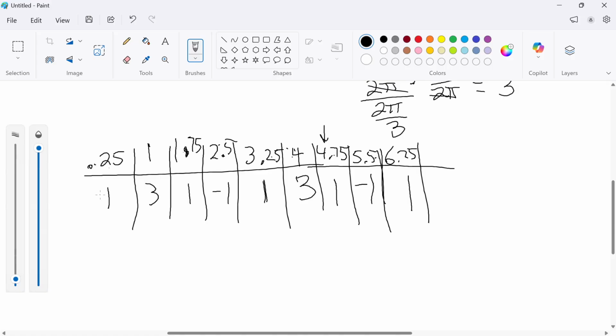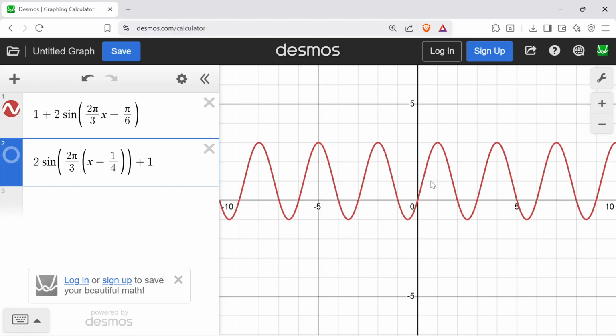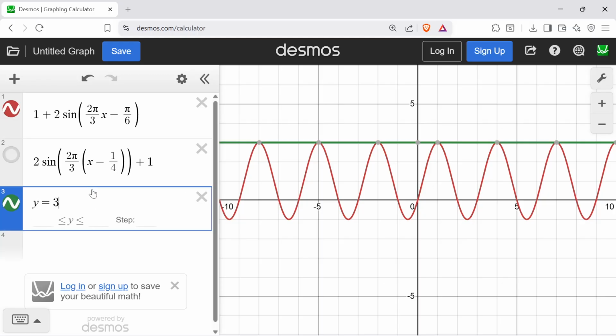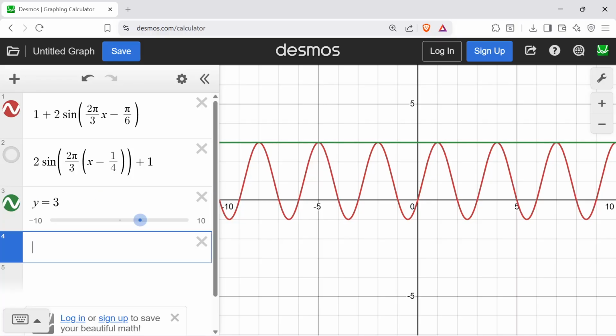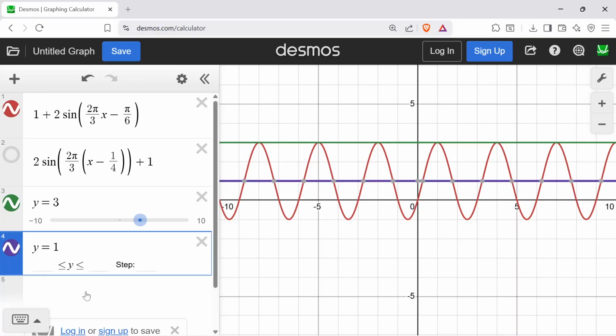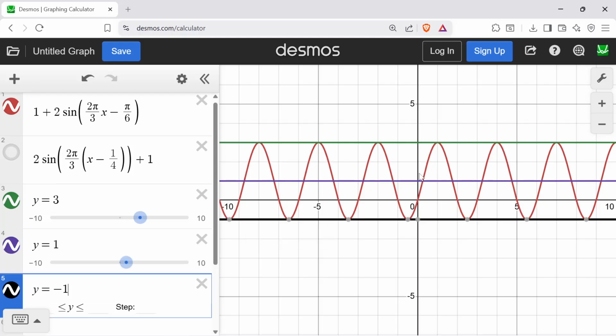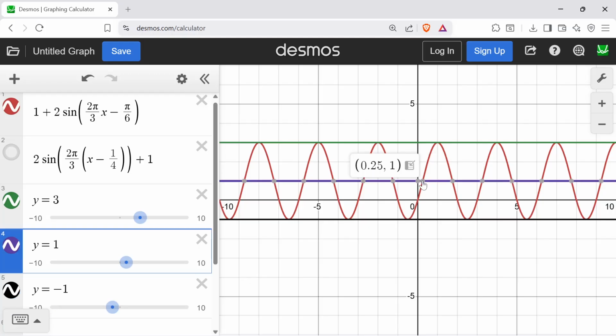And now note, the points where it's at 1 are at 0.25, 1.75, 3.25, 4.75, and 6.25. Let me check it out. Oh, let me put those in there. Y equals 3. Y equals 1. Y equals -1. All right, and I will show you. It's at 0.25, 1.75, 3.25, 4.75.